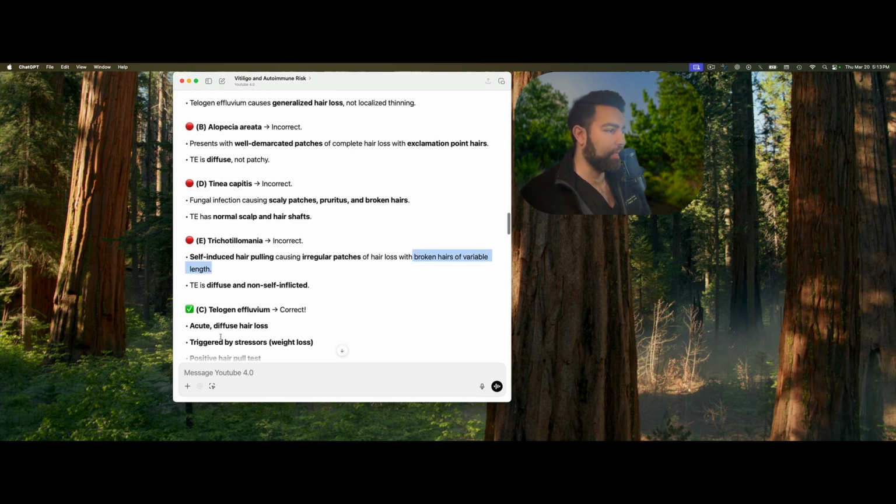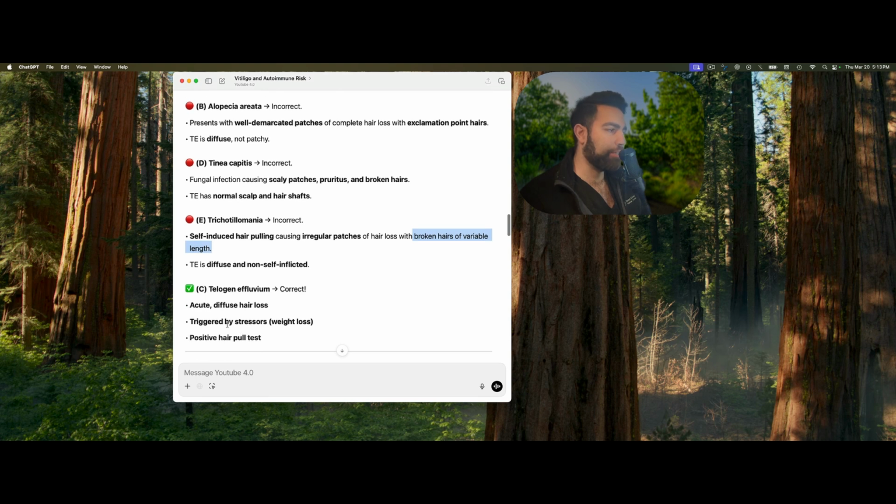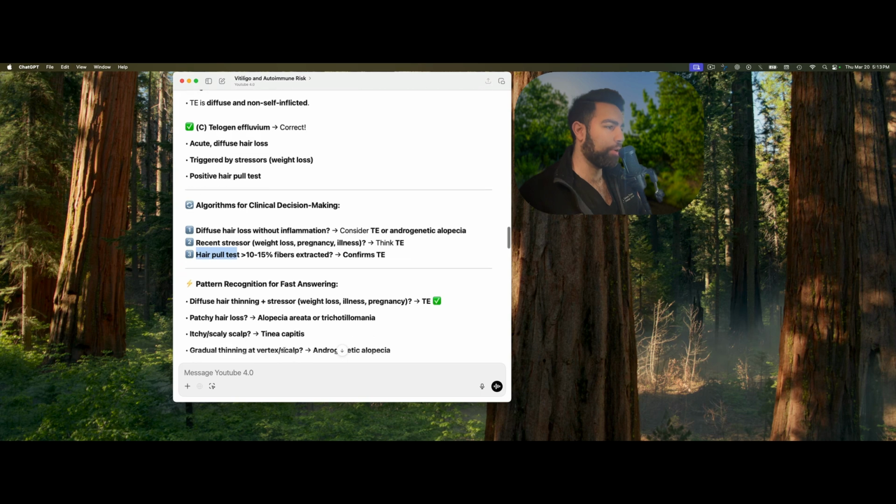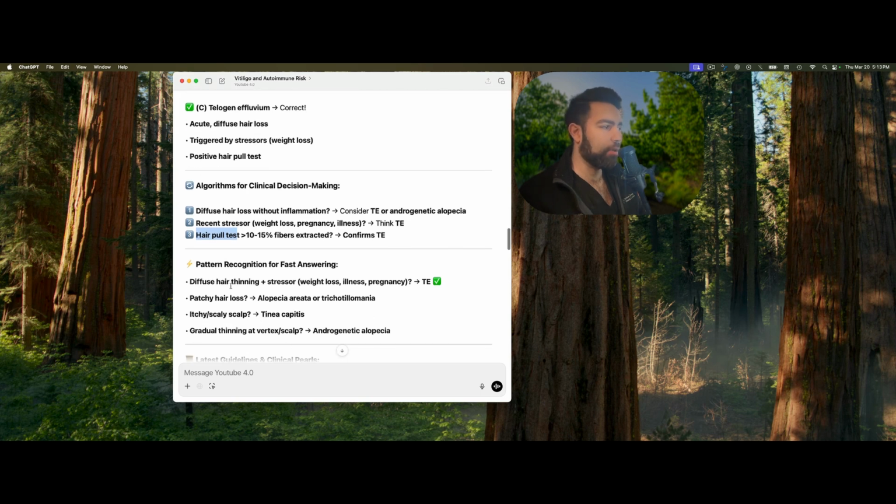And telogen, again, is the correct answer. It's acute diffuse hair loss triggered by stressors. It's a positive hair pull test, and the algorithm again kind of repeats itself and just says where to focus. Without inflammation, is there a recent stressor? Did they do the hair pull test? These are all important factors for you to think about the different diagnoses. And if we just went through the options, usually gradual thinning at the vertex of the scalp would be the androgenetic. If you have the itchy, scaly scalp, probably tinea capitis.